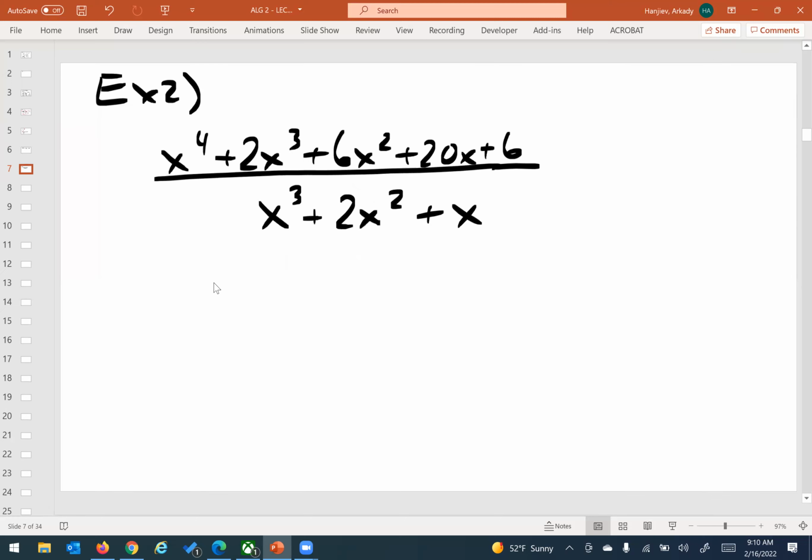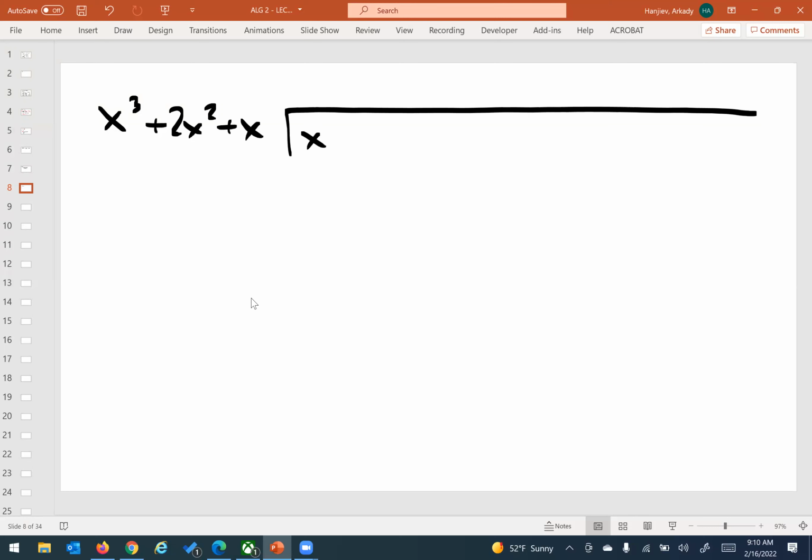I'm trying to figure out what would be the best way to do it. Okay, so let's do this here. Man, long problem. Here we go. X to the third plus 2x squared plus x, and then how many times does it go into x to the fourth? How come we can't use synthetic division, guys? Because it's not a linear divisor. If it was x minus 2 or x plus 7, then we could have used that.